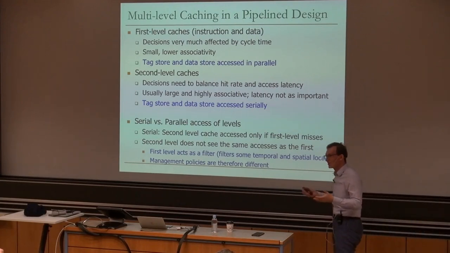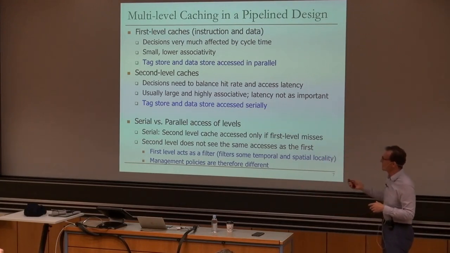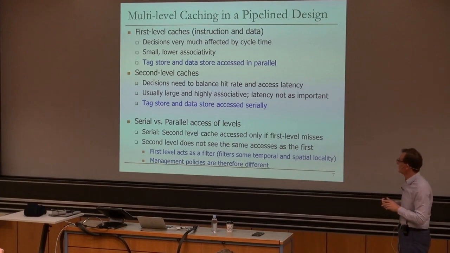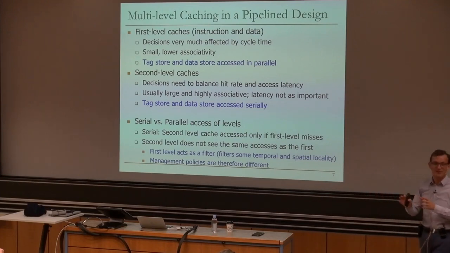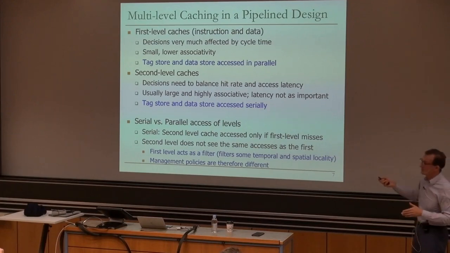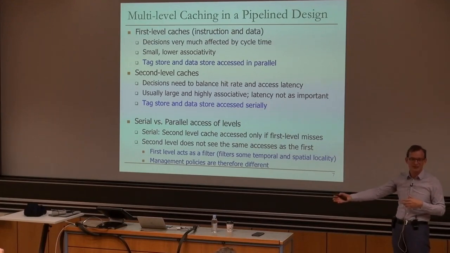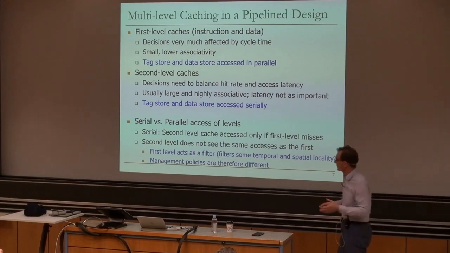You're guessing that you're going to miss. So of course, these decisions can become much better directed if you have a predictor, right? If you have a predictor that predicts, oh, I'm likely to miss in the cache, then you may actually start the next access much earlier. But of course, all of these add complexity into the system.